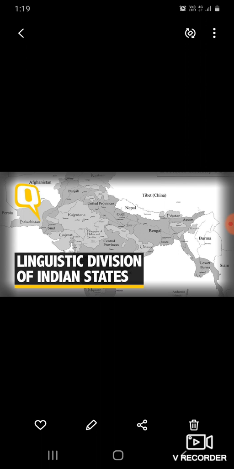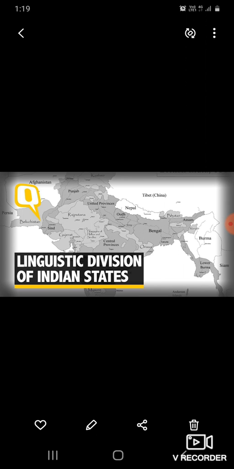In this background, formation of states based on language was decided after the death of Potti Sriramulu, who died after a 54 day hunger strike demanding Vishala Andhra. He was demanding an Andhra state according to language, and he died after the 54 days hunger strike. His name was Potti Sriramulu. The demand for language based state organization started from that time onwards. As a result, Andhra Pradesh was formed in 1953.